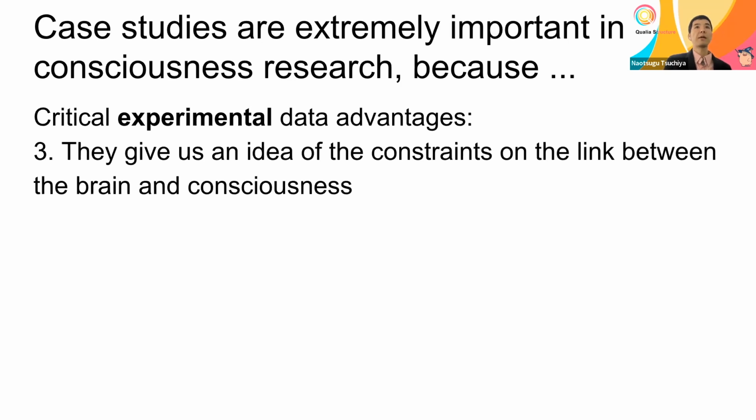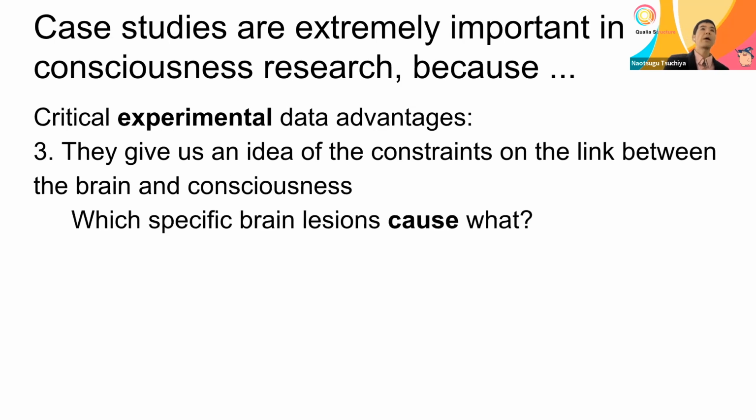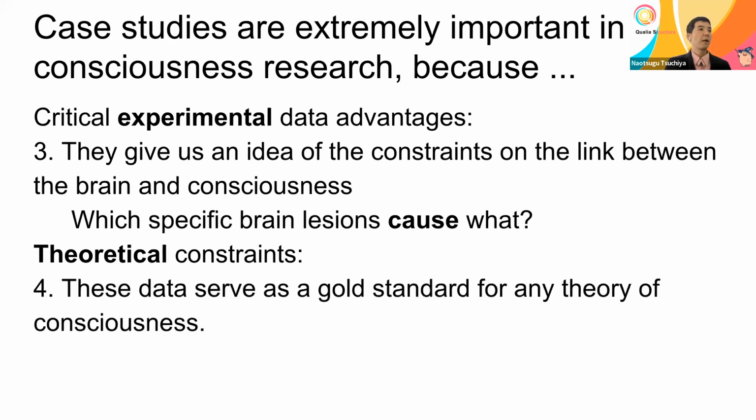They give us an idea of the constraints on the link between the brain and consciousness, which brain areas are important or causing what kind of deficit. That's a very important question to ask. And these are also something that some of your presentations in week 2 started to talk about, which type of brain lesion causes what type of phenomenological alteration. Then the theoretical constraints also exist.